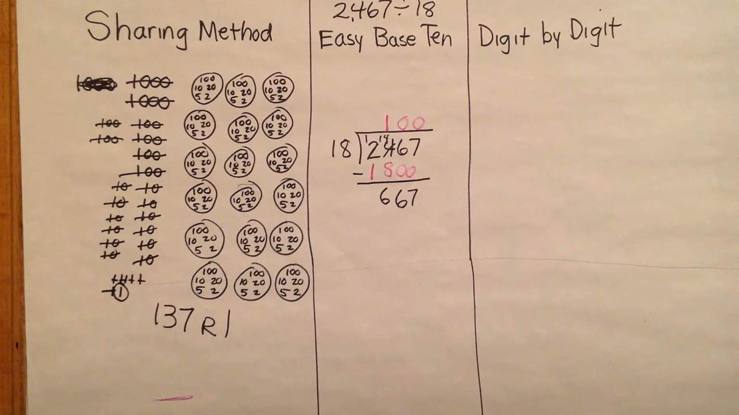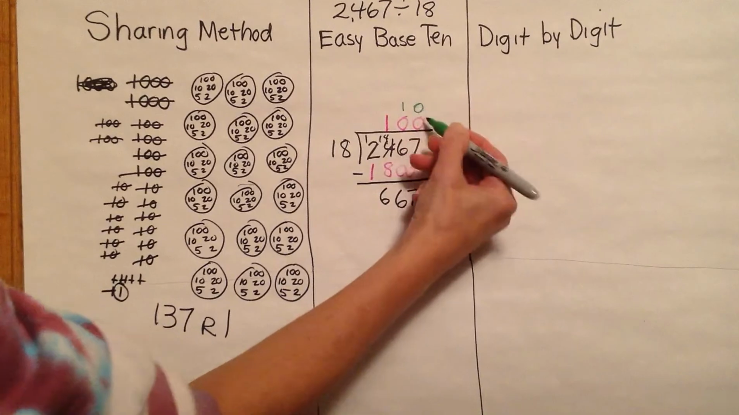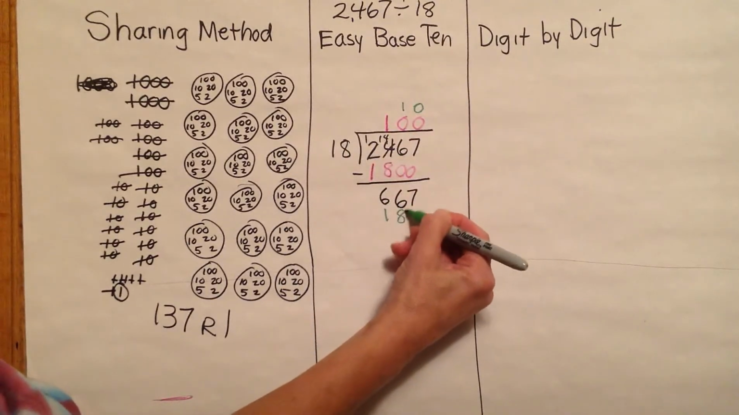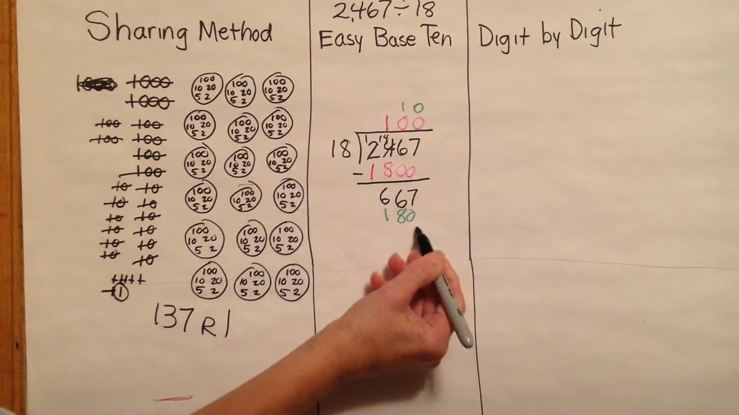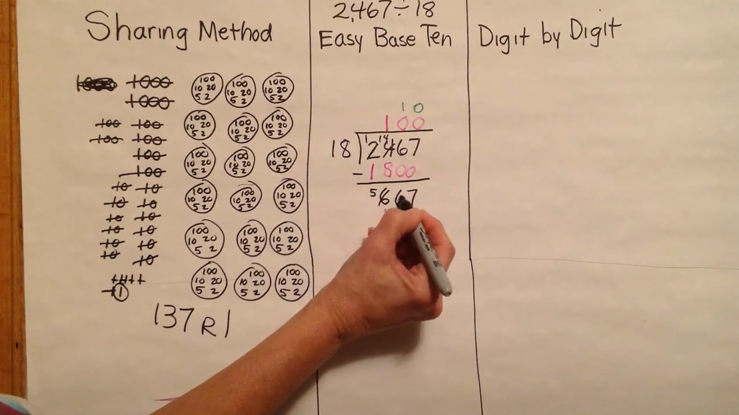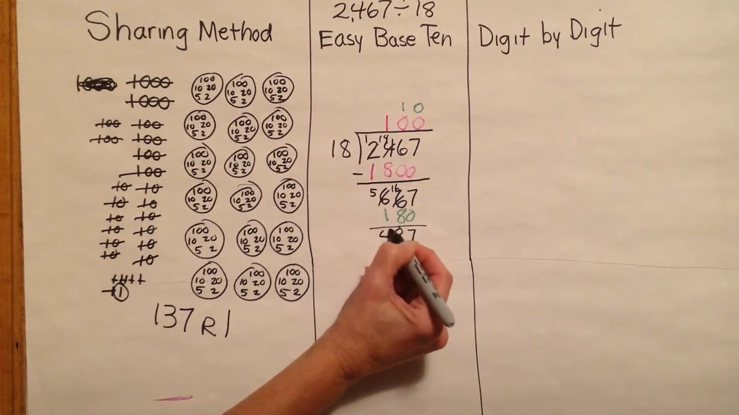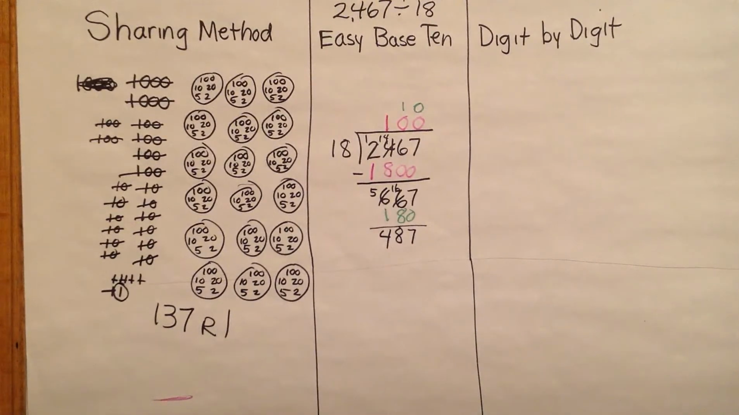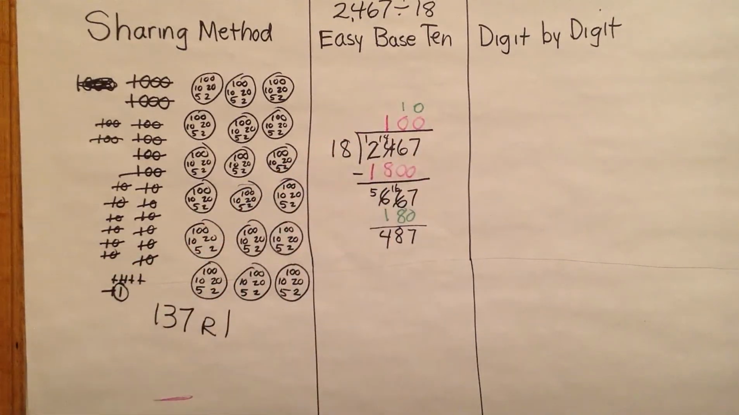So if I think about 667, I could give away 10 of those. I could put 10 in each group. That's a nice easy number because I know 10 times 18 is 180. And again, I can subtract. And 7 minus 0. And then I'm just going to regroup this so I can have 16 minus 8 is 8. And 5 minus 1 is 4. So now I have 487 left. And you'll notice I did that a different color so you can see that when I gave 10 groups of 18, I got 180 that I took away.